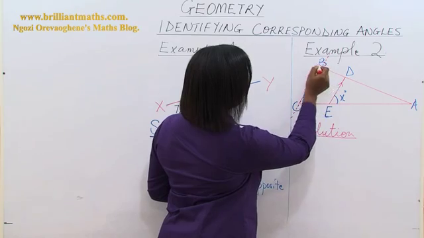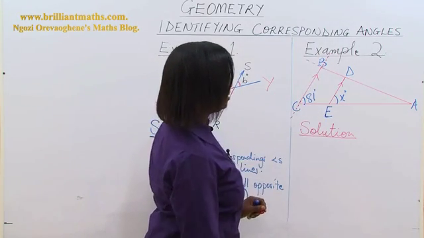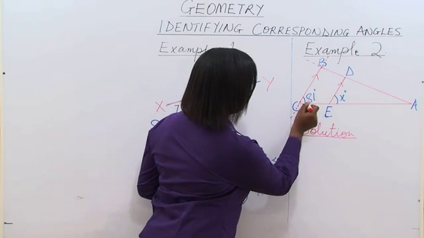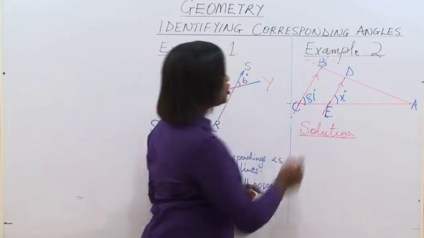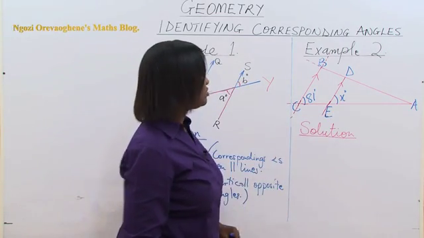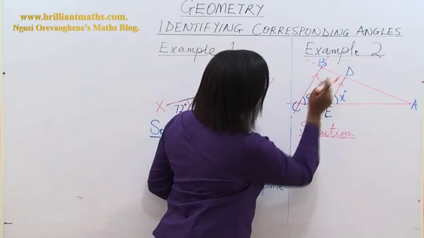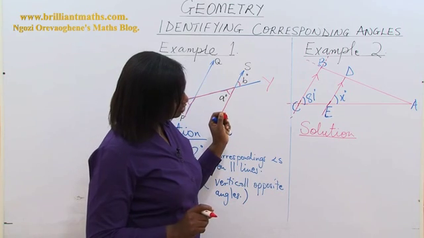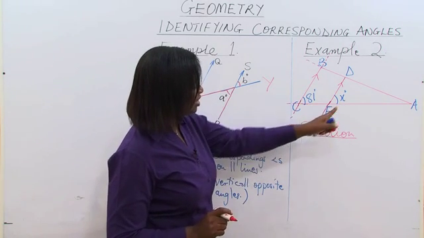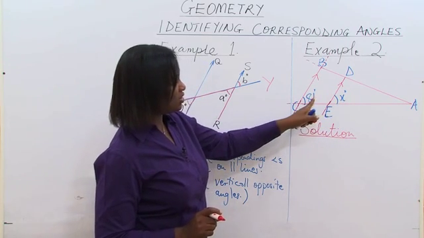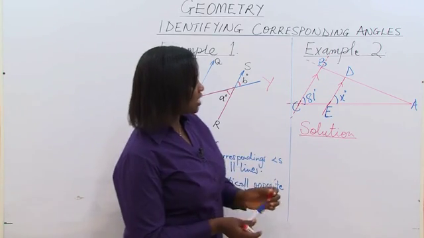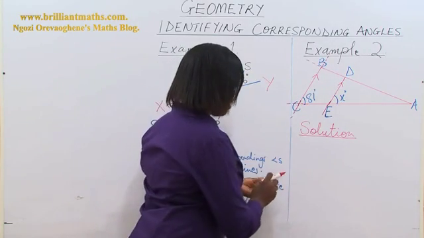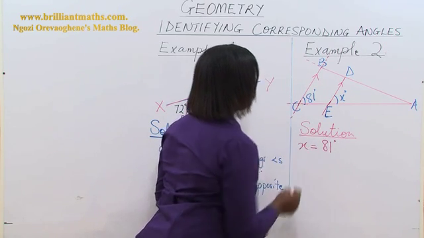And then you can see that it transverses CB, and also AC is a transversal. So if you extend the lines a bit, you can identify your corresponding angles. So if BC and DE are parallel lines, and that line is a transversal, we can confidently say that angle X corresponds with 81 degrees. So they are equal. They are on the same side of the transversal, and they are in the same position. So X is equal to 81 degrees.